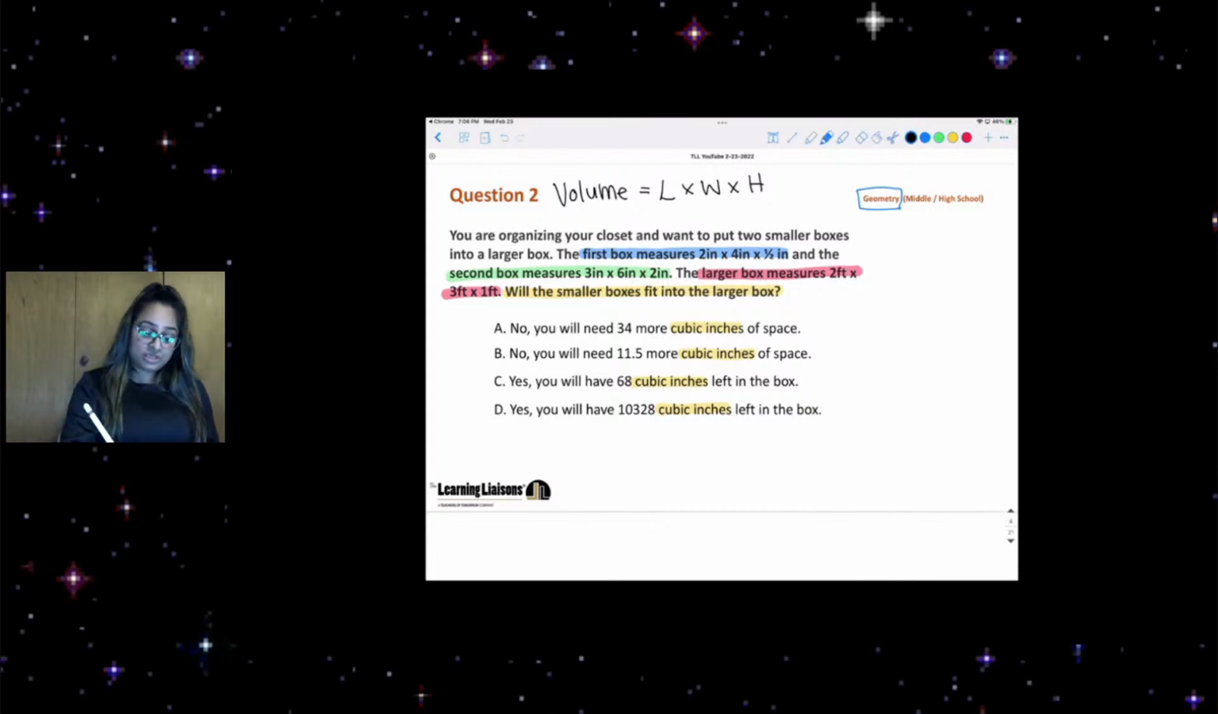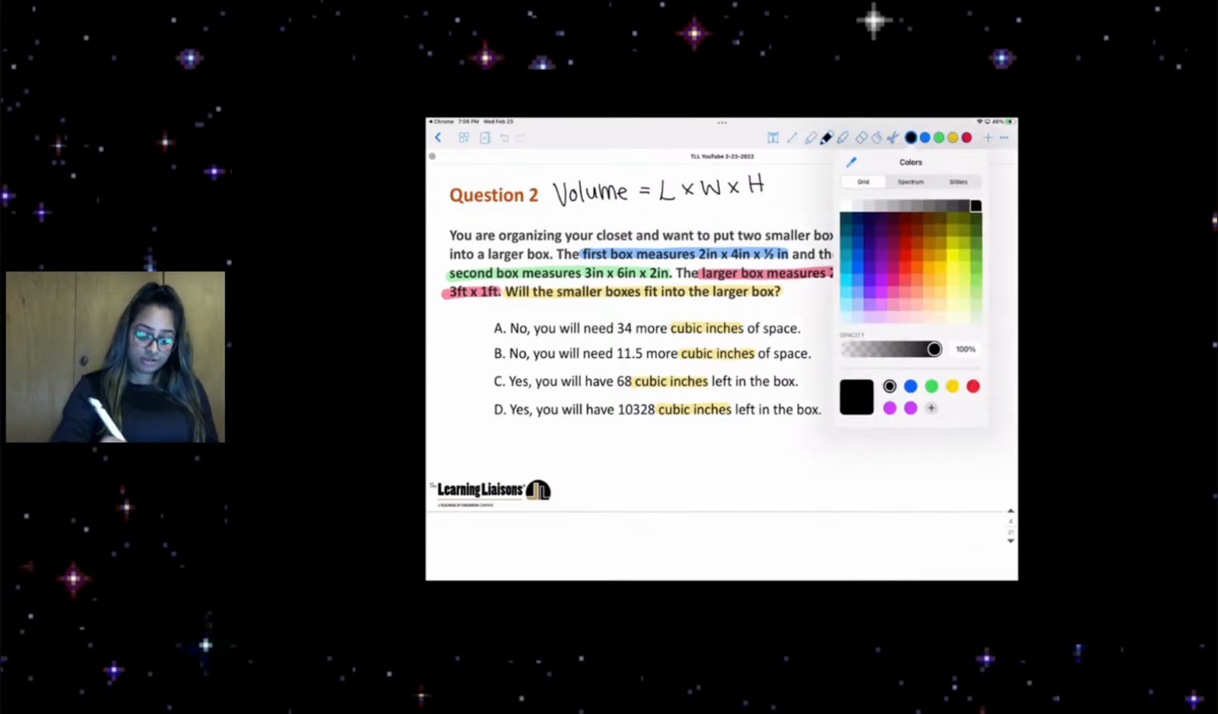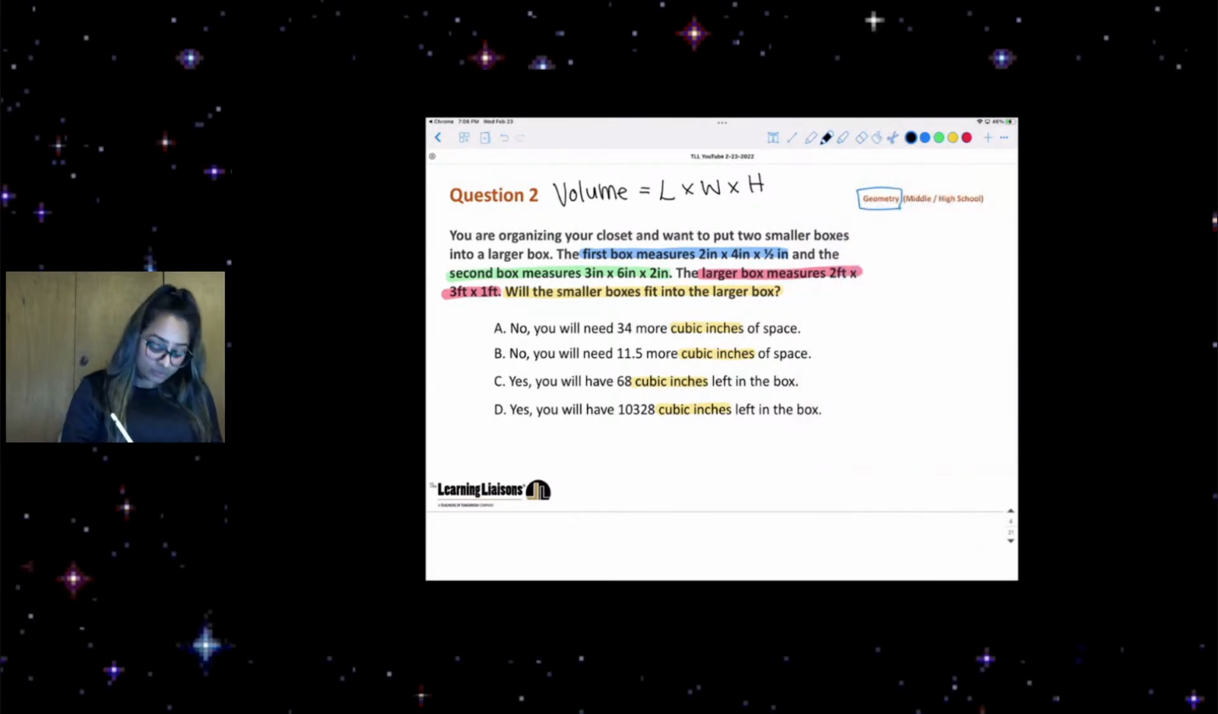If you didn't know that you needed to do volume, your other hint was in your answer choices. Cubic tells you that it's going to be volume. Squared tells you that it's going to be area. Okay, so our answer choices really help us out a lot in this one.